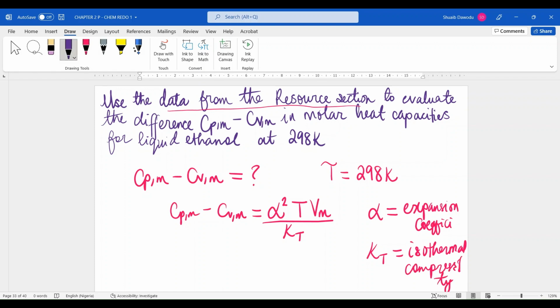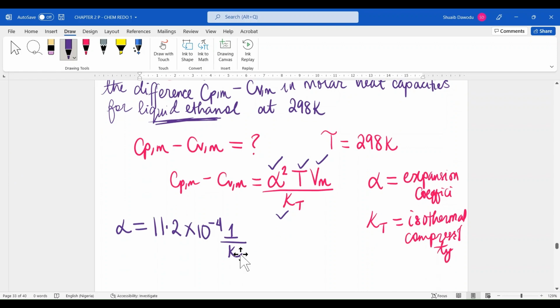So this is telling you that in order to determine Cp,m minus Cv,m, you have to find the numerical values for each one of the parameters. The question tells us to use the data from the research section of our textbook. The back of the textbook shows that for liquid ethanol, the expansion coefficient is 11.2 times 10 to the power of negative 4 per Kelvin, so the unit is 1 over Kelvin.